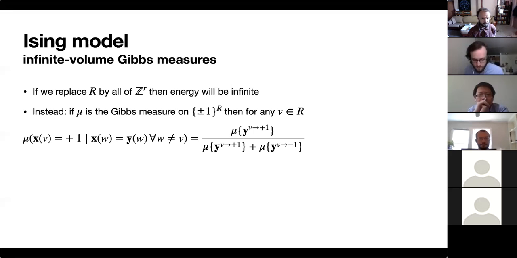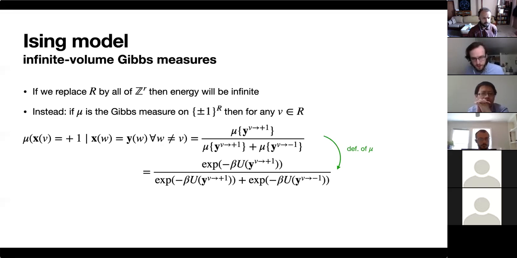Right. So if you just write that out, definition of conditional probability, that's what we have on the right-hand side. So we can plug in our definition of mu, the finitary Gibbs measure. Oh, by the way, this notation, I haven't used this yet. This labeling Y with a superscript V, plus 1, that's just you take the labeling Y and you relabel V with +1. Okay, so plug in the definition of mu.